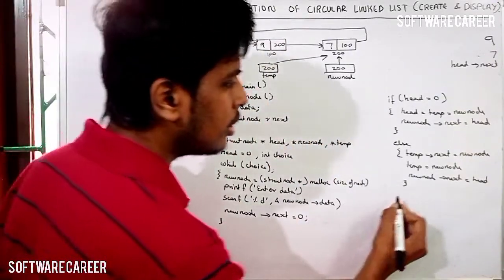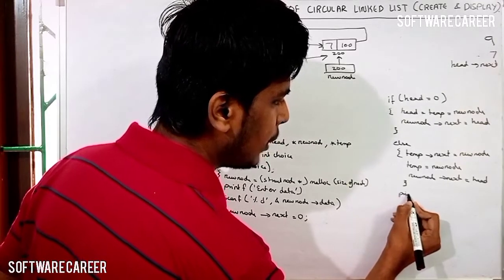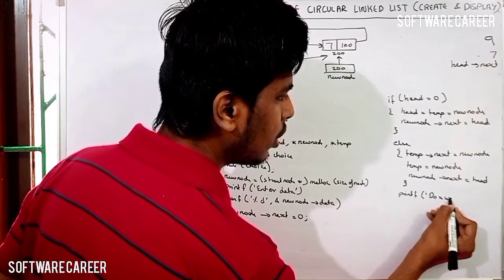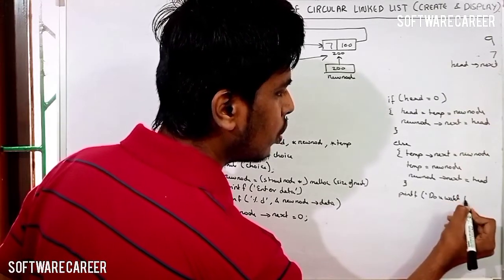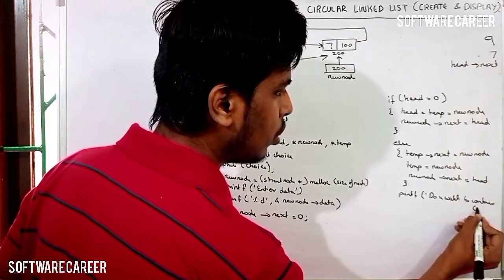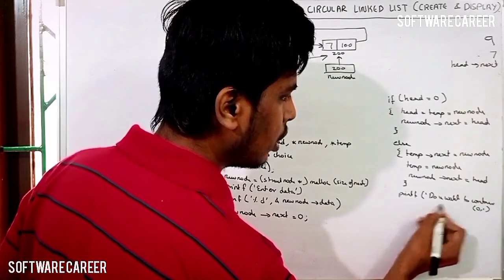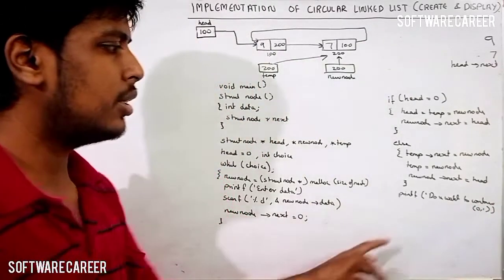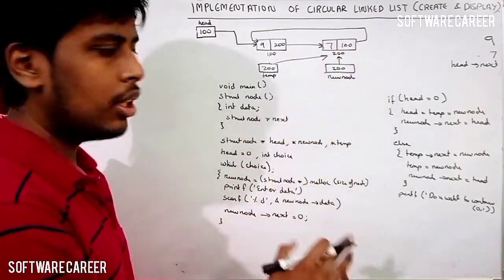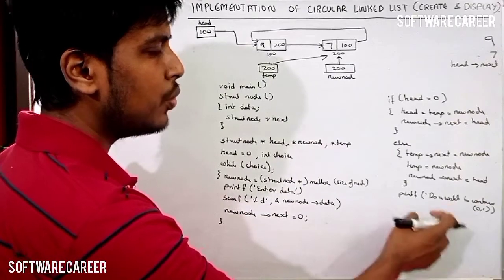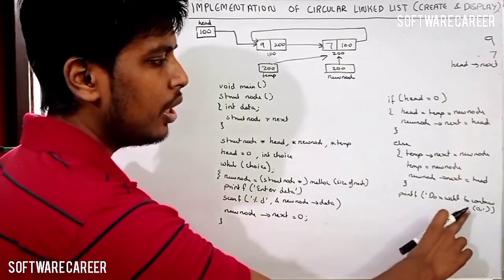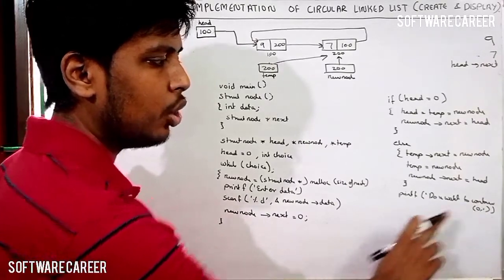Now see, the next step is printf, "Do you want to continue?" 0, 1. What is this? You are asking the user, now that you have created a second node, whether you want to create one more node or not. That is, continuing. These are the two options, 0 or 1.